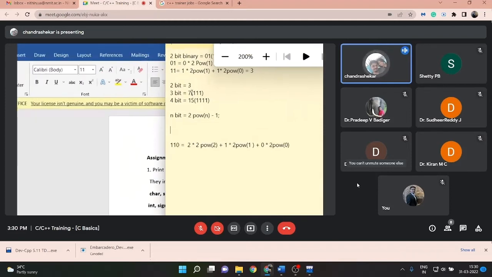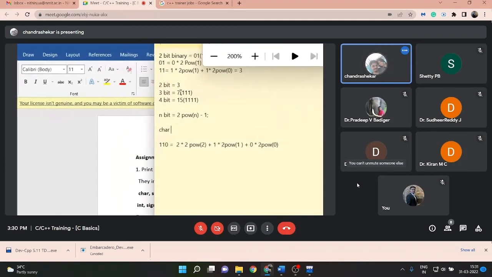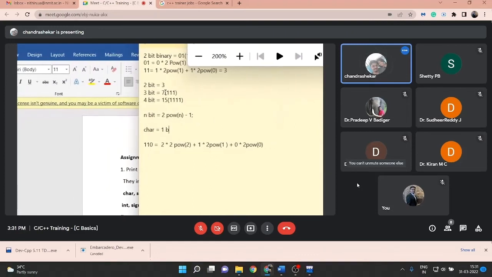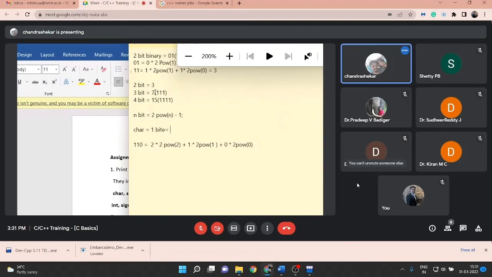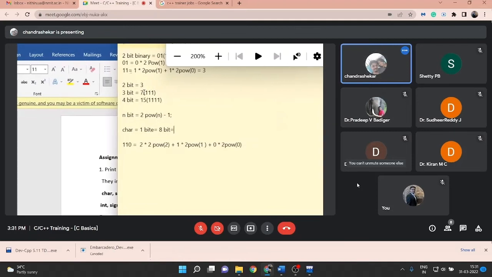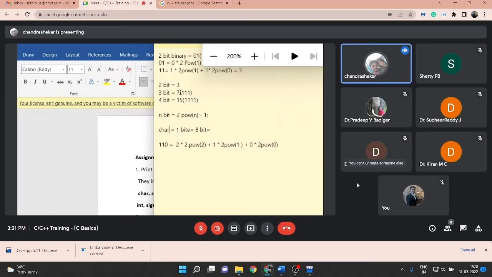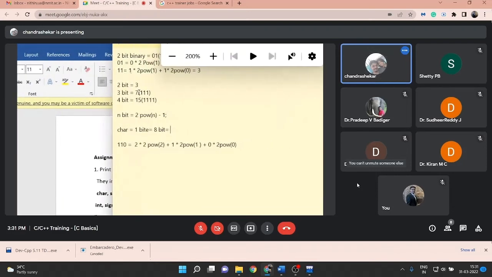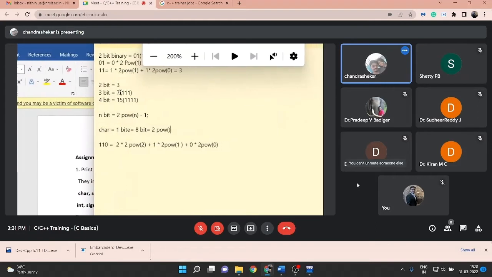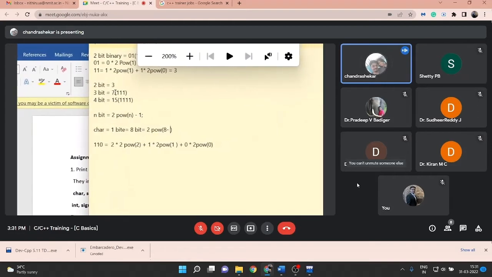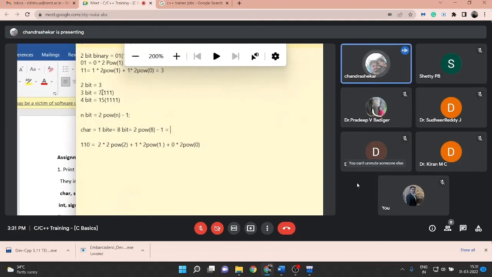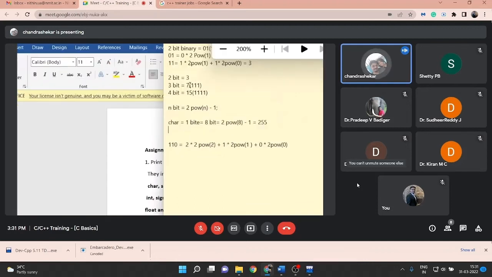So what about our char data type? Char is a single byte, which is 8 bits. I'm talking about unsigned char. It can have a maximum of 2 to the power of 8 minus 1, which is 255.